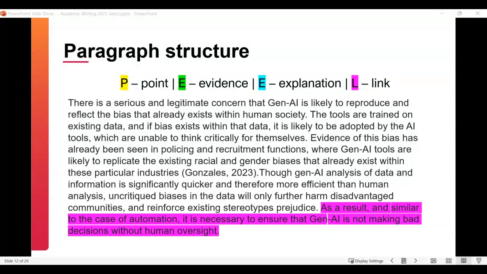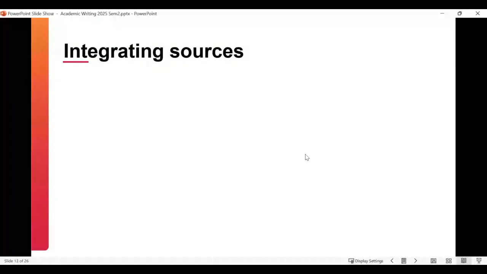Okay, so we talked about the paragraphs. First we talked about the structure. We said, look at your word count, do the math, work out how many ideas or paragraphs you're going to have. Then, think about your paragraphs, one point or one idea per paragraph. So then you have a rough idea of how many paragraphs you're going to have, how many points you're going to make. And then we need to think about how you're going to integrate sources.